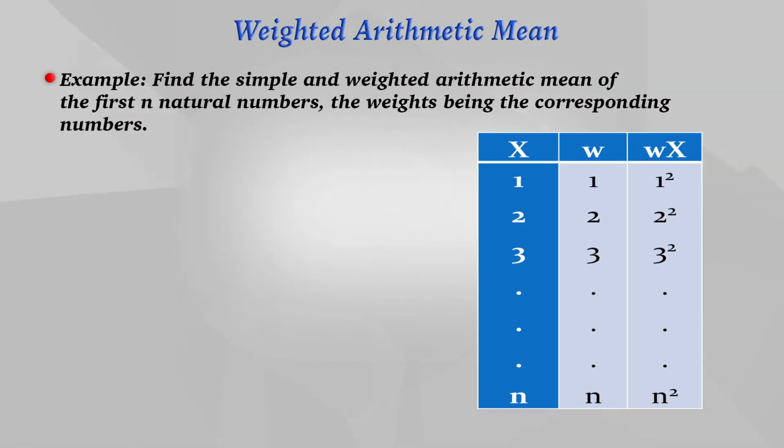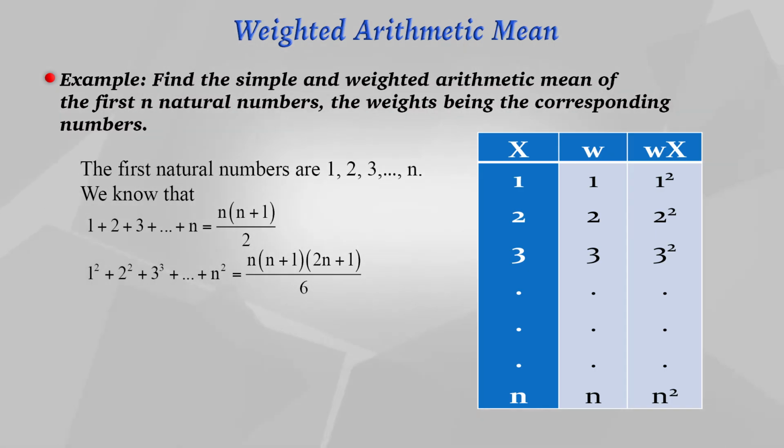Now we take another example, where we calculate the simple arithmetic mean and the weighted arithmetic mean for the first n natural numbers, and the weights we are considering will be the corresponding numbers only. The first natural numbers 1, 2, 3 up to n are given in the table, and the weights are the same as the numbers 1, 2, 3 up to n. The addition of these n numbers, we know, is n into n plus 1 divided by 2, and then we multiply both x and the corresponding weight.